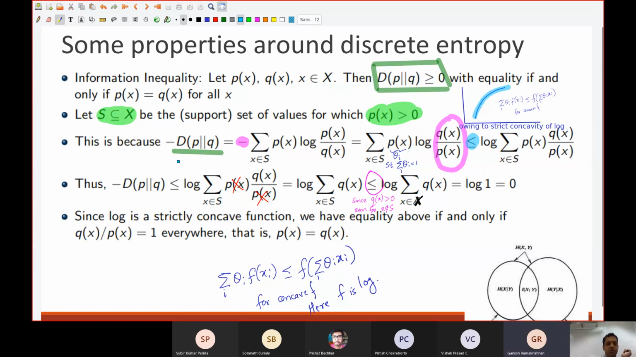Now, since log is a strictly concave function, as we saw earlier, it's not just concave, it's strictly concave, we know that this equality holds if and only if qx by px is 1 everywhere. That is, all these points must be the same. Strictly concave means the equality holds if the points are the same. Let me write it down here properly. Strict concavity requires that equality holds if and only if the arguments coincide. Right? So that's px is equal to qx.